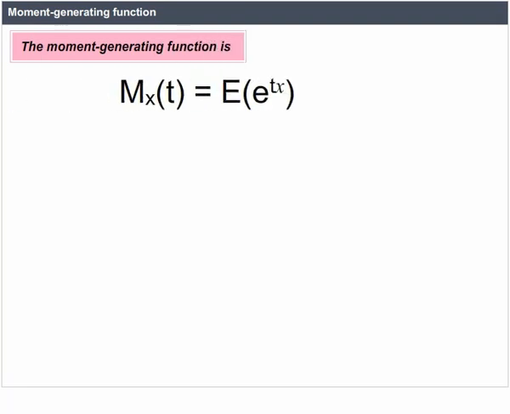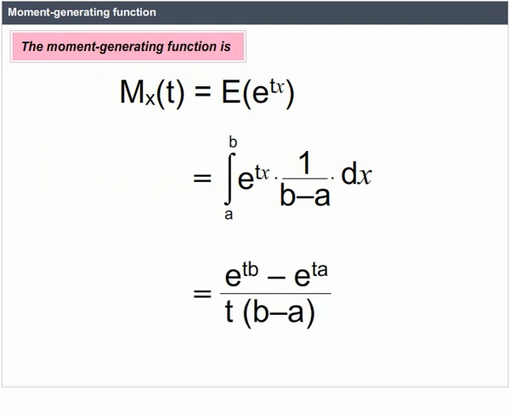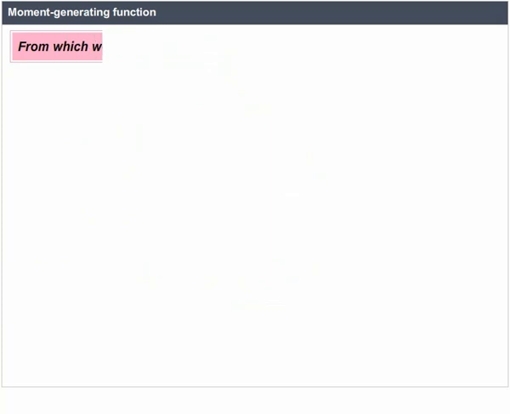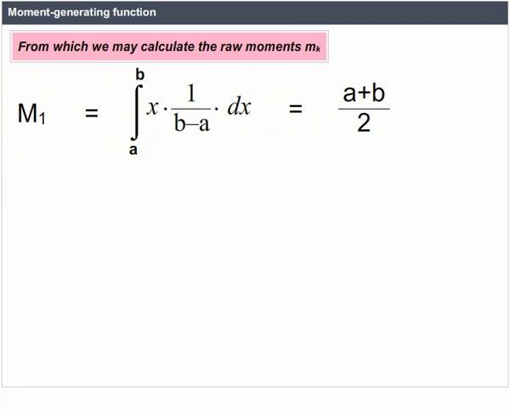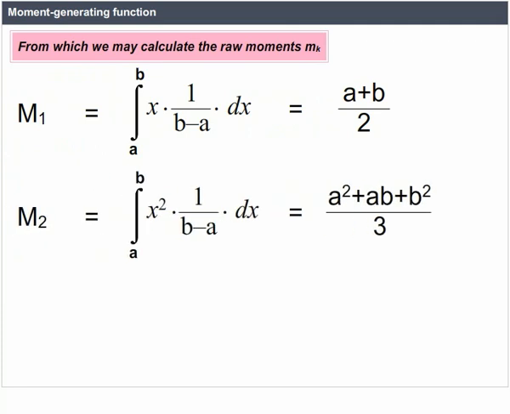to integral a to b e power tx into 1 divided by (b minus a) into dx equal to (e power tb minus e power ta) divided by t into (b minus a), from which we may calculate the raw moments m_k. Then m1 equal to integral a to b x into 1 divided by (b minus a) into dx equal to (a plus b) by 2. Then m2 is equal to integral a to b x square into 1 divided by (b minus a) into dx equal to (a square plus ab plus b square) divided by 3.